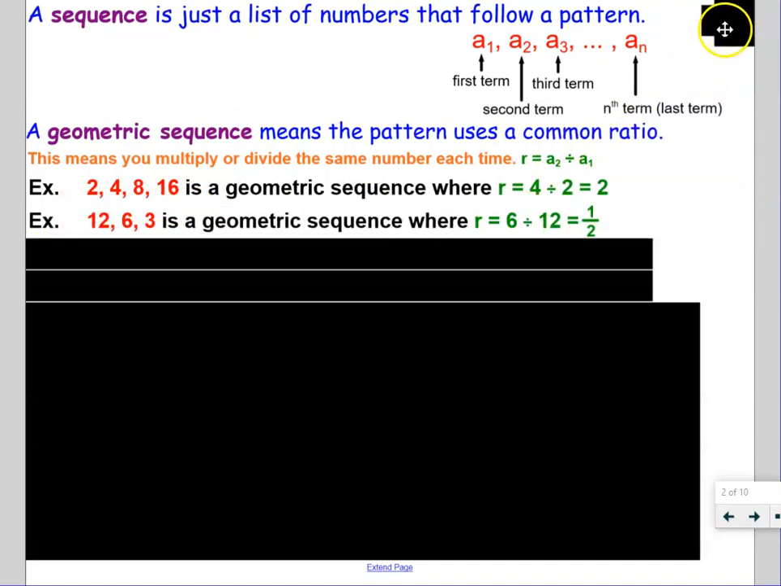Here's another example. 12, 6, 3 is a geometric sequence where R can be 6 divided by 12, which reduces to 1/2. Since that's less than 1, it's going to get smaller. 12 times 1/2 is 6. 6 times 1/2 is 3.